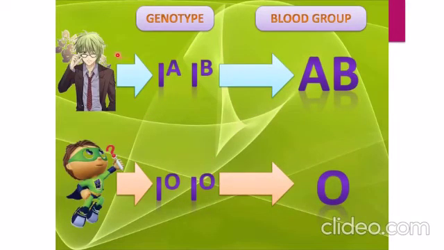Now continuing further, the blood group genotype AB is IAIB, and for blood group O it is IOIO. As we know, blood group O is recessive in nature, so it will be expressed only in homozygous condition.